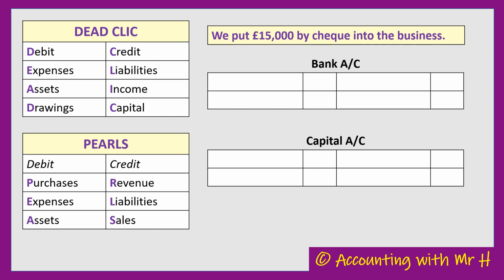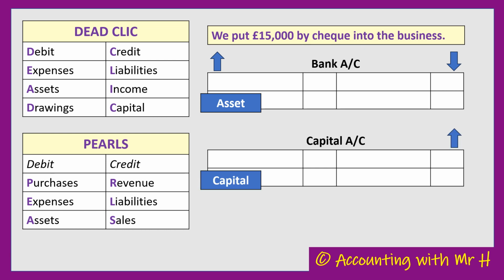Another one, we put £15,000 by cheque into the business. So I've got the bank account involved and now I've got the capital account because this is us, the owner, investing money into the business. So bank is an asset account. So DEAD, we debit assets to increase the value and credit to reduce. And the capital account, DEAD CLIC, so the click side tells us to increase the value of a capital account, we record it on the credit, and to reduce the amount of capital, therefore, we would put it on the debit. This is where DEAD CLIC and pearls are just slightly different because obviously we have a separate entry for capital in DEAD CLIC, whereas we don't in pearls.